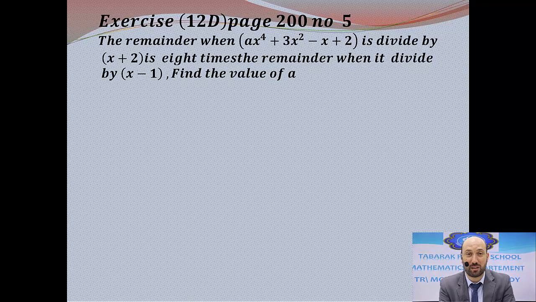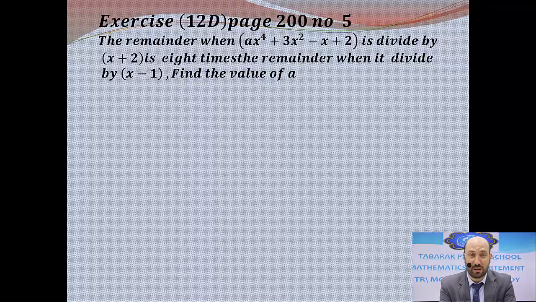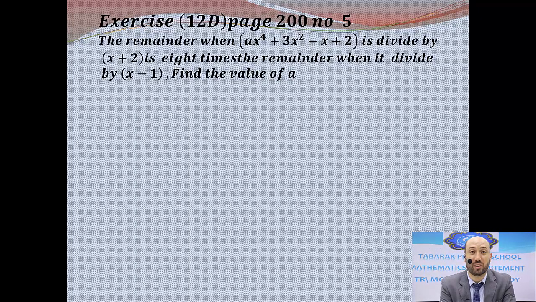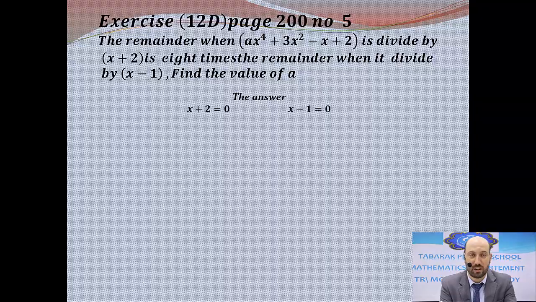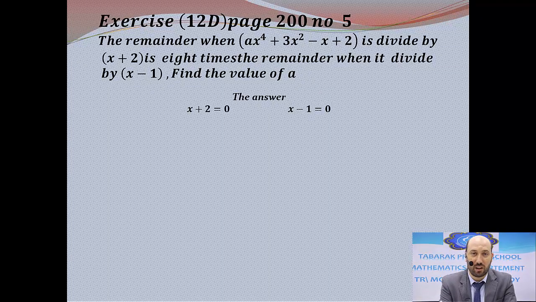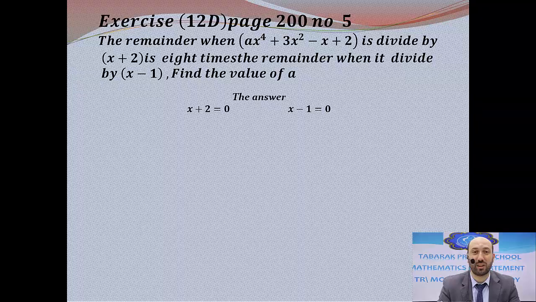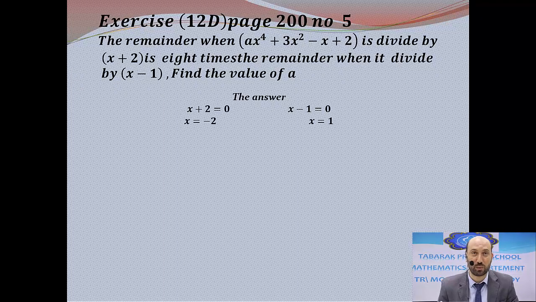To find it, how could we find it here? We have the same relations, but the previous exercise was 5 more than, but here we have 8 times. So if we want to solve it, we have to find the zeros of the factors here, x plus 2 and x minus 1 equal to 0, so it becomes x equals negative 2 and x equals 1. So now the relation: function of negative 2 is 8 times function of 1.